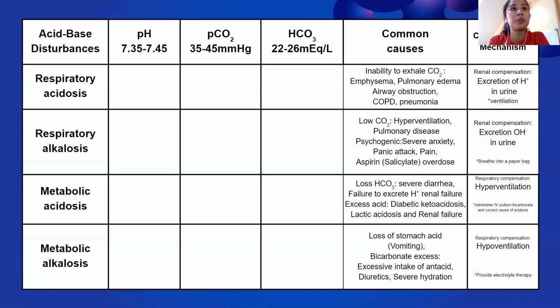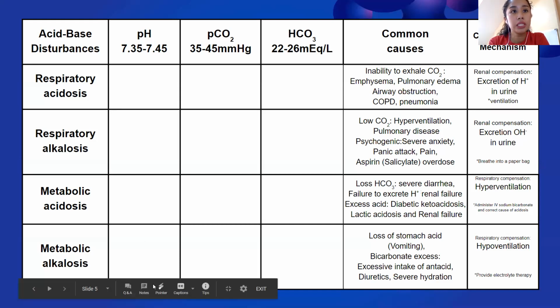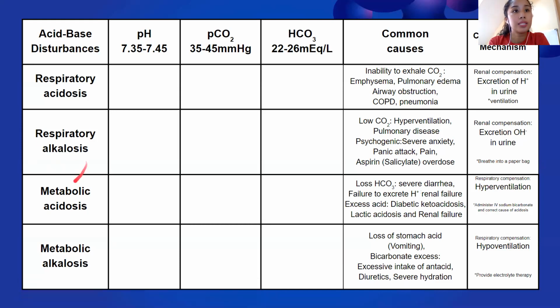So class, meron tayong acid-base disturbances. Meron tayong respiratory acidosis, respiratory alkalosis, metabolic acidosis, and metabolic alkalosis. So, i-break down natin yung mga terms. We have two words, respiratory and metabolic. Pag ginamit ang respiratory, the disease or the cause points to the lungs. Pag sinabing metabolic, class, the disease or the cause points to your kidney.